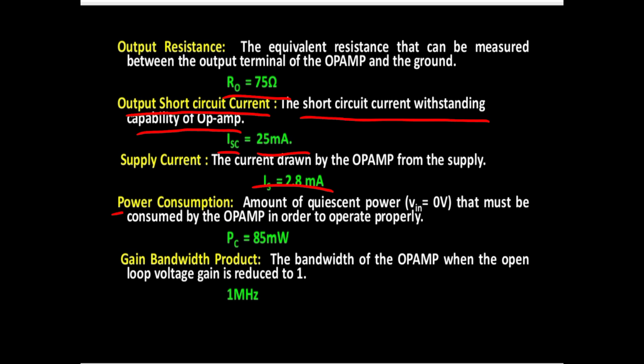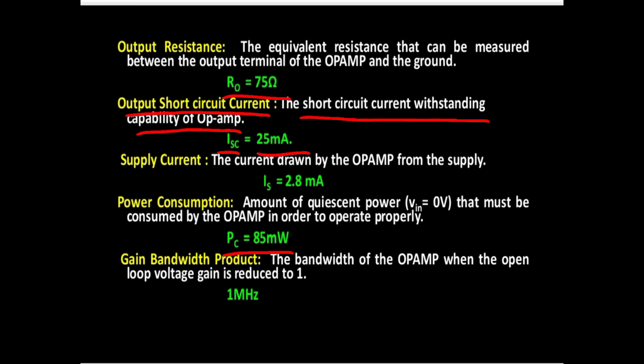Now coming to power consumption. Power consumption is nothing but how much power an op amp utilizes for operating. It is the amount of quiescent power that must be consumed by the op amp in order to operate properly. Generally, power consumption PC is equal to 85 milliwatts.